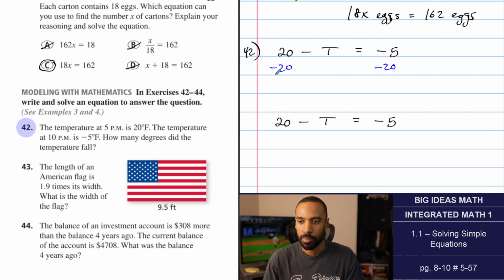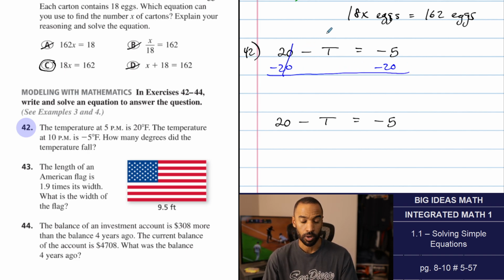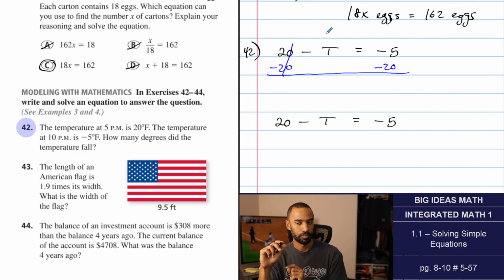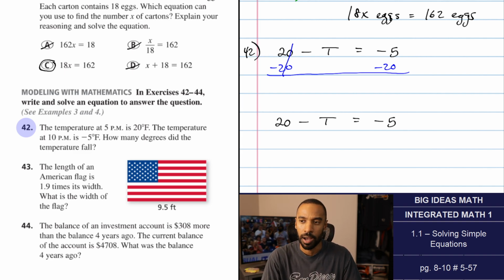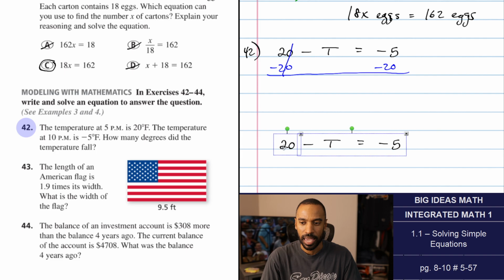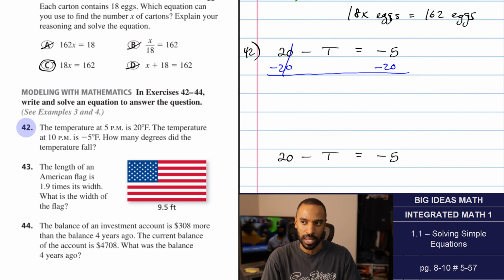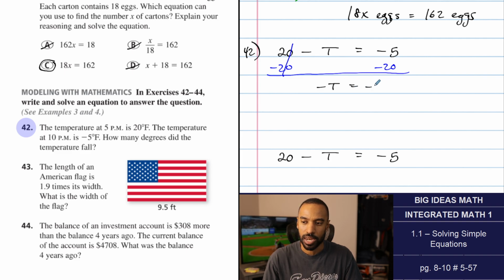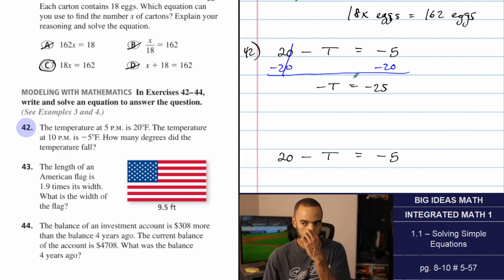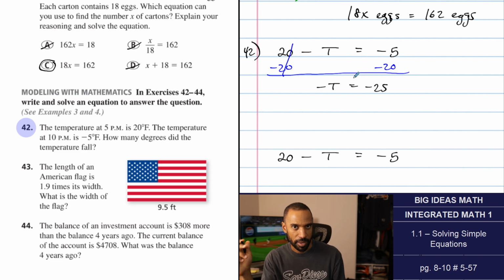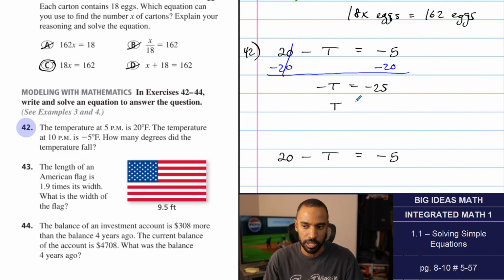Now, the problem is T is not truly by itself here because this negative never went away. That's something people often make a mistake with. When they cancel that thing out, they ignore anything that's in front of the T, including the negative. No, the T is still negative. This says negative T equals negative 25. Now, divide by negative 1, multiply by negative 1, switch the signs, whatever it is. This will be T equals 25.